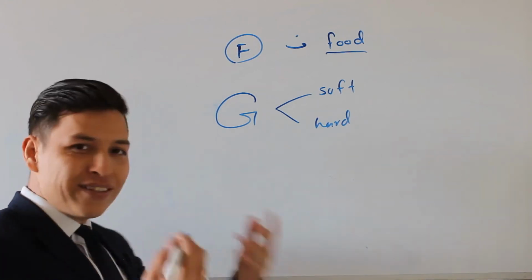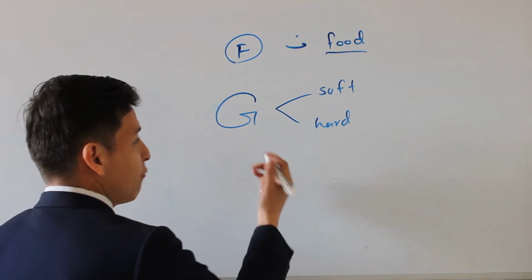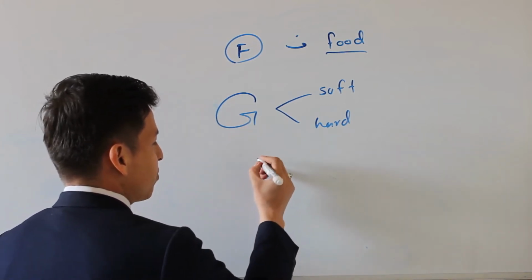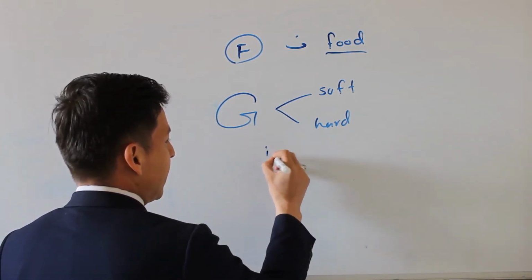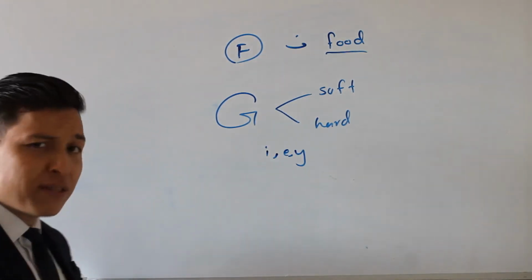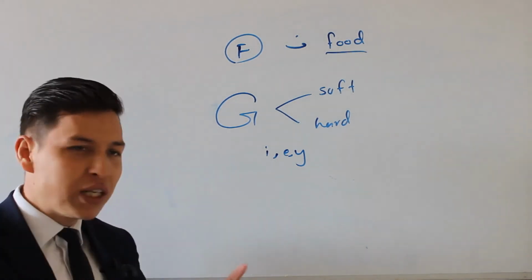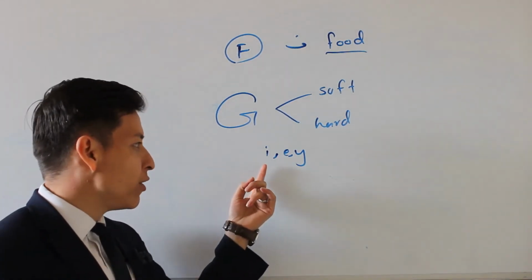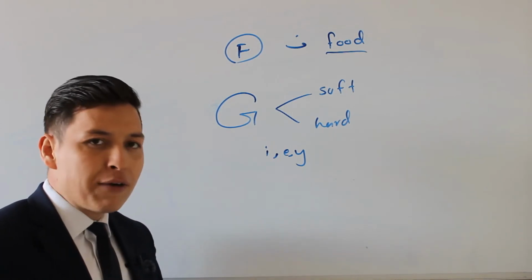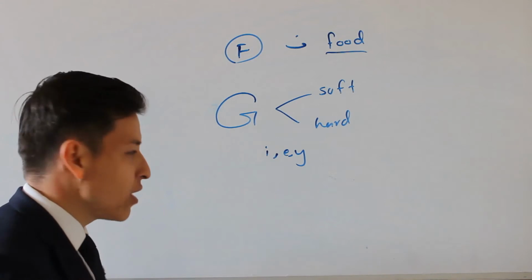Okay, let's see the examples. But before the examples, if the letter G is used before I, E, Y, generally we pronounce it J, but there are some exceptions in English. I told you we have exceptions. I will tell you some exceptions.